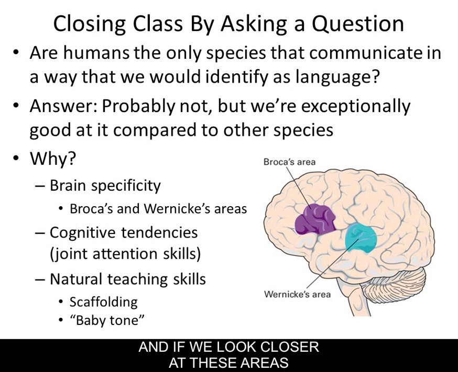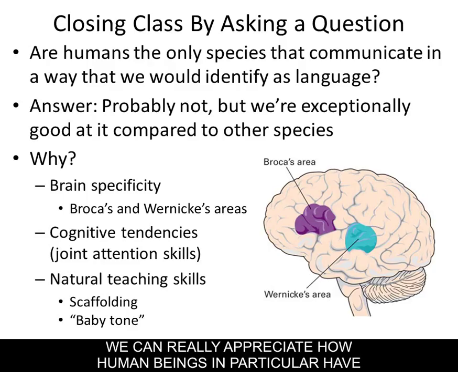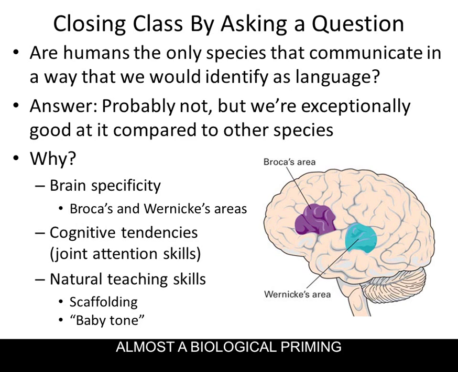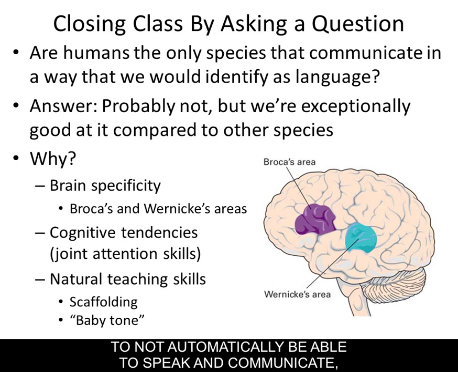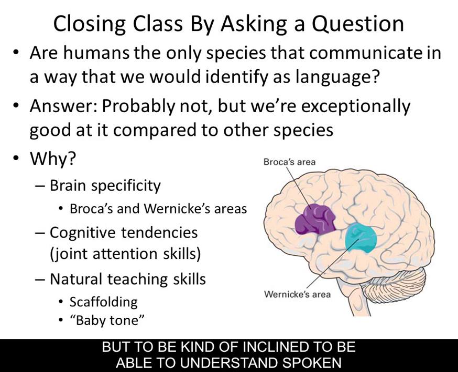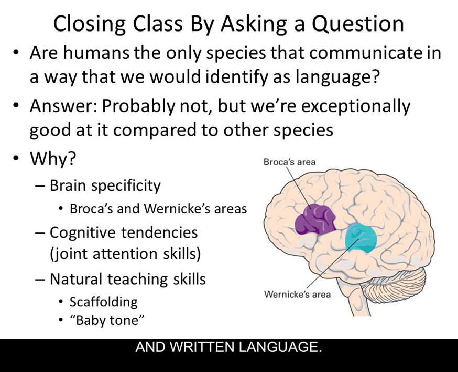And if we look closer at these areas and all the complexities within them, we can really appreciate how human beings in particular have almost a biological priming, not to automatically be able to speak and communicate, but to be inclined to understand spoken and written language.